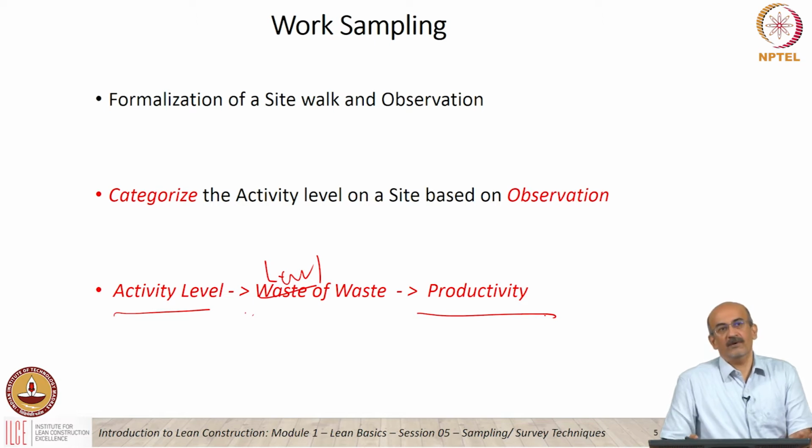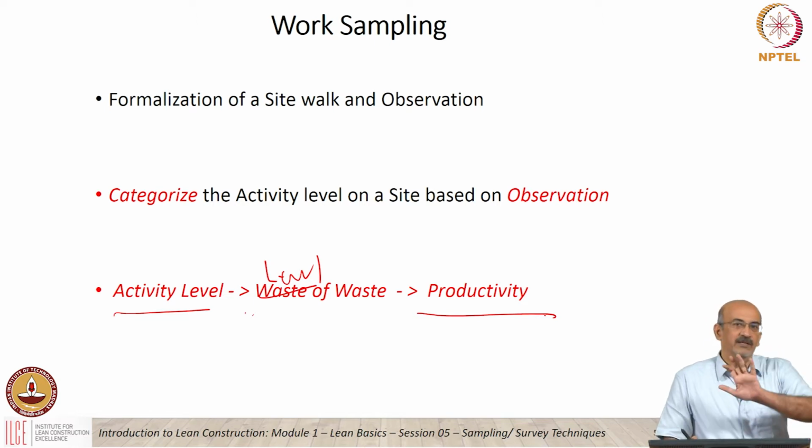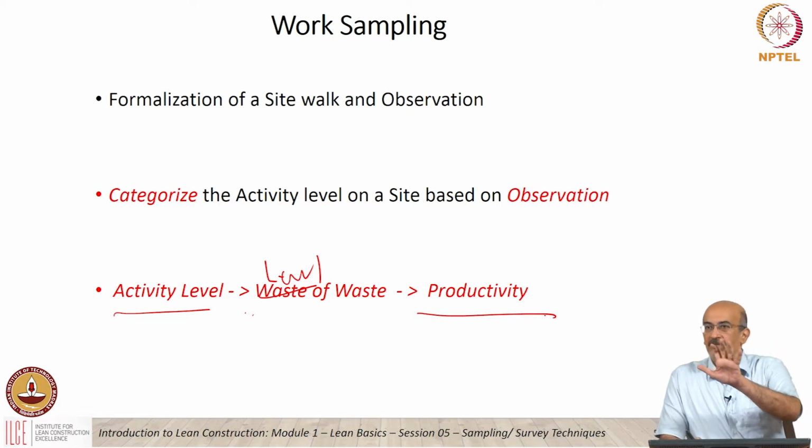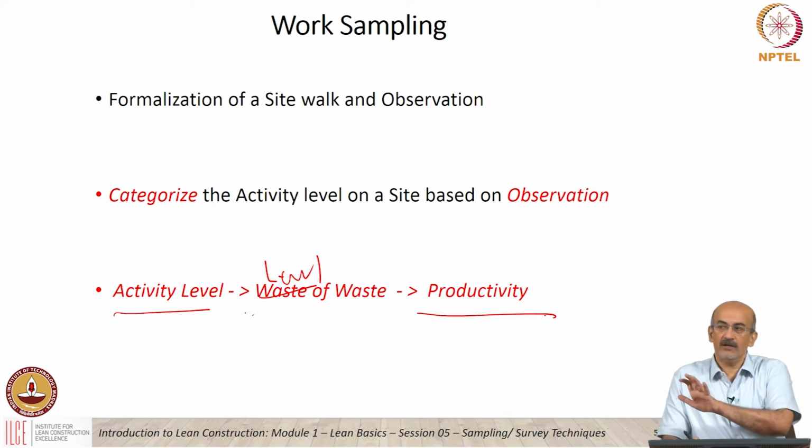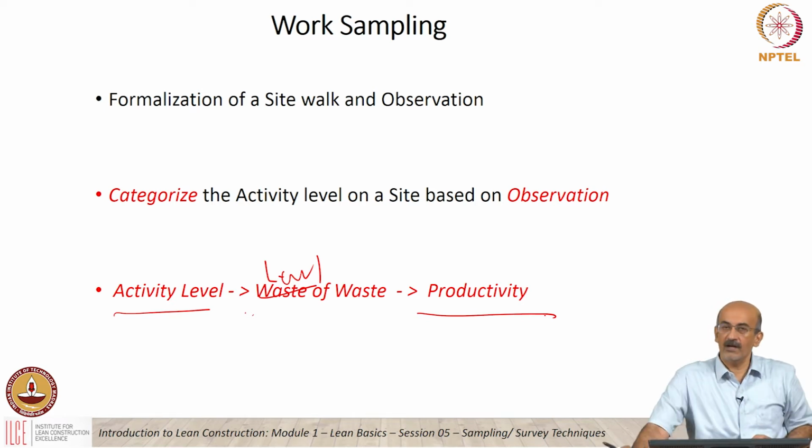So, the question with work sampling is, can I make an observation not just for 30 seconds, but in a systematic way when I am on a site, and based on that can I categorize the levels of waste and potentially the productivity? That is where we are trying to take this kind of tool or concept. Any other questions?